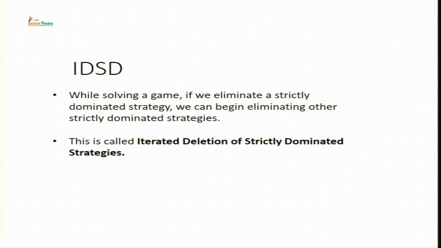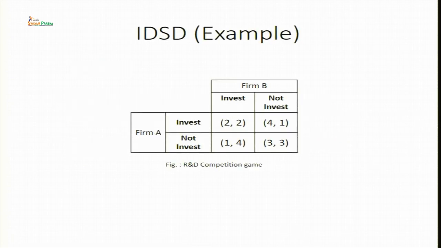So, if we move further and use the same logic, there is something called iterated deletion of strictly dominated strategies. So, whatever strategy is strictly dominated, we keep on deleting them. Then we are left with some outcome, and that becomes our equilibrium. We will take the R&D competition game that we discussed as an example. Suppose firm B decides to invest, we are here. Then if firm A invests, it gets 2, not invest gets 1. So, 2 is more than 1, I am encircling the better thing. Similarly, suppose firm B is here, then firm A is getting 4 by investing and 3 by not investing. So, clearly 4 is more than 3, 4 is better. The same is true for firm B.